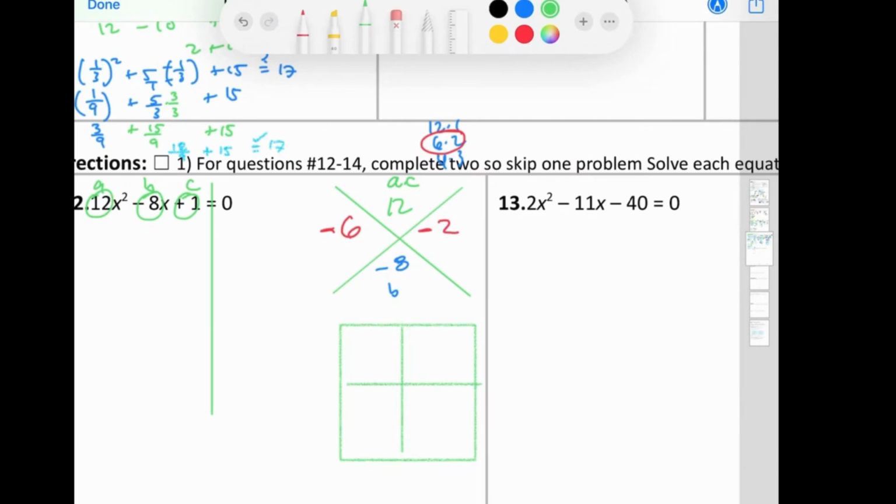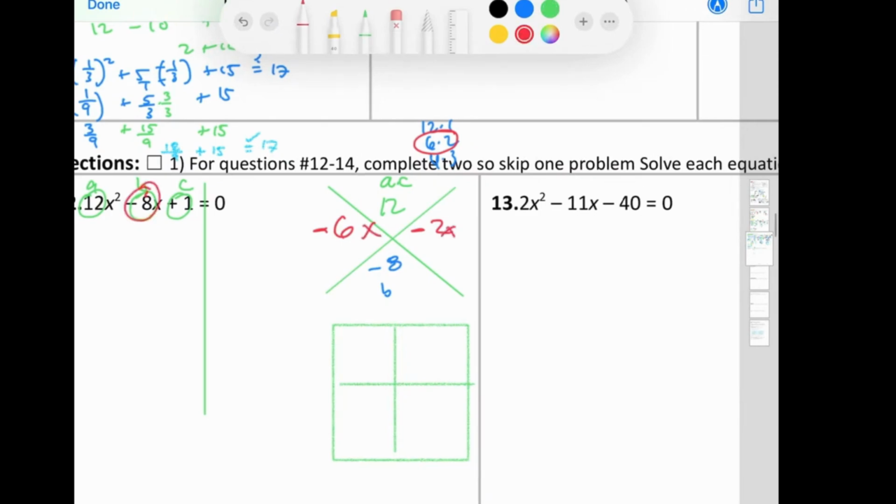Alright, what am I doing with this thing? Okay, so the B value, these two will always go bottom left and top right. Always. There I have 12x squared. That one, the whole thing will go in the top left, always. And then the bottom right is positive 1. That value, the C value, is always in the bottom right.